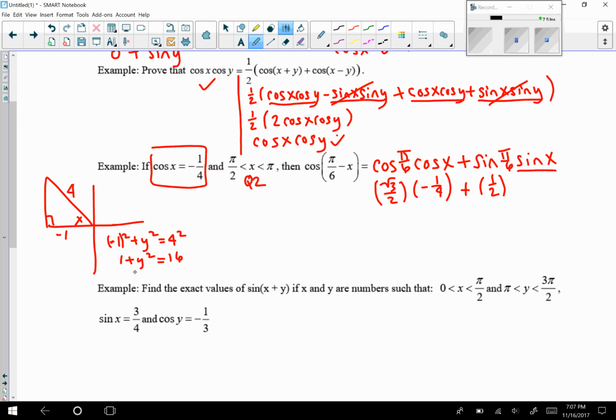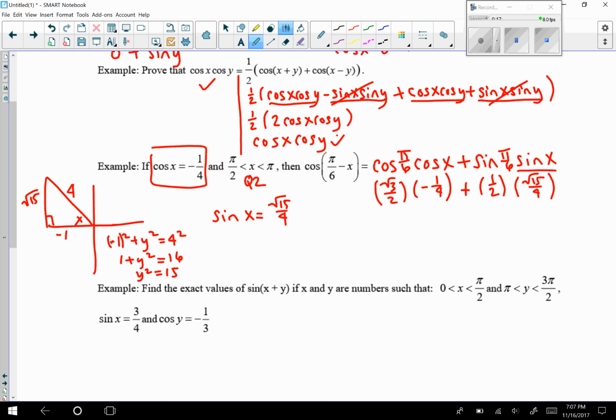So then we get y squared is equal to 15, so y is going to be equal to, in this case, the square root of 15. We know we don't want to use the negative root 15 because since we're in quadrant 2, the y value is going to be positive. So now I can go ahead and use the fact that I know the sine of x would be the opposite over the hypotenuse. So that would be equal to, from this triangle, root 15 over 4. And now I can go ahead and substitute that in for the sine of x, so root 15 over 4.